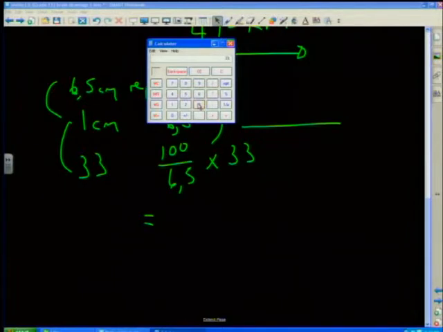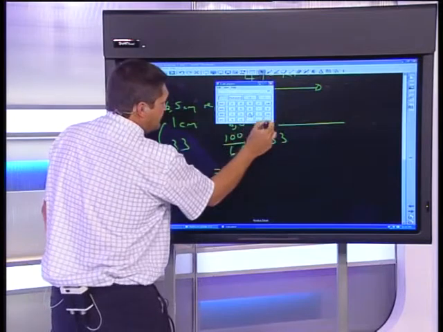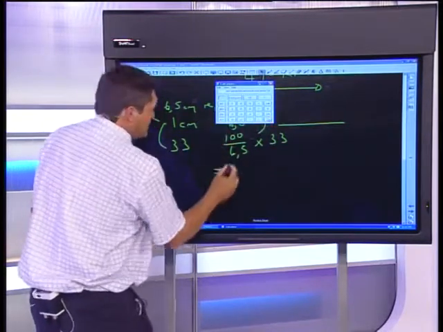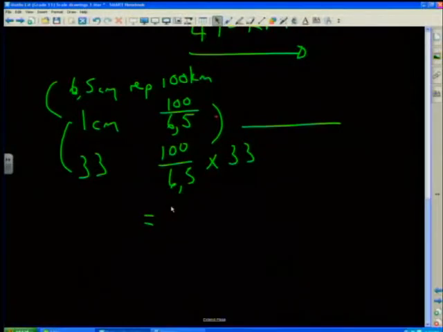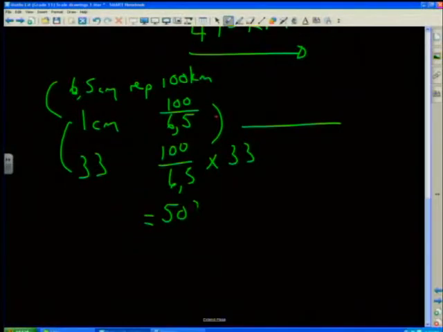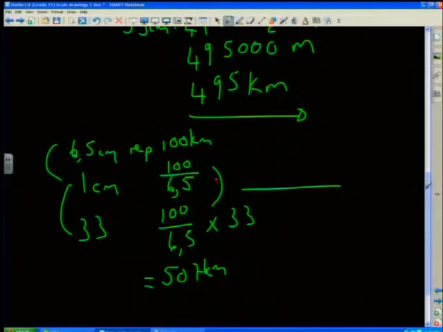Now, folks, we should get an answer. Close on 400 and something kilometers, if you remember correctly. So equals, and there I get an answer of 507 kilometers. Okay, now, what distance did we get when we used the other scale? Let's have a look. 495 kilometers. So we were actually only 12 kilometers out.